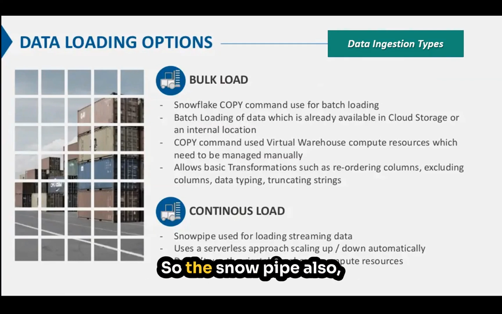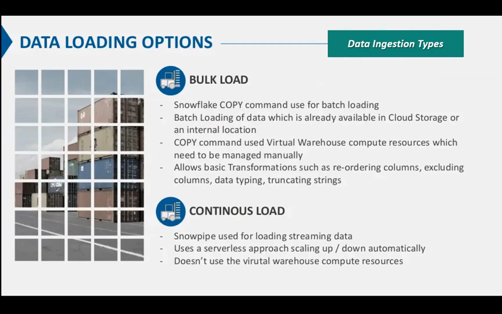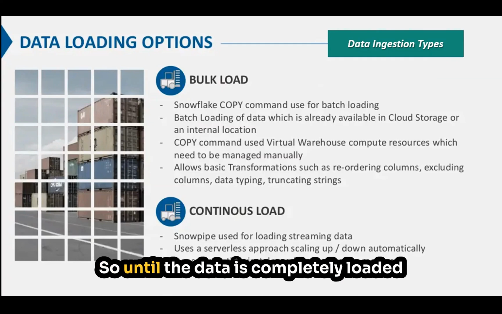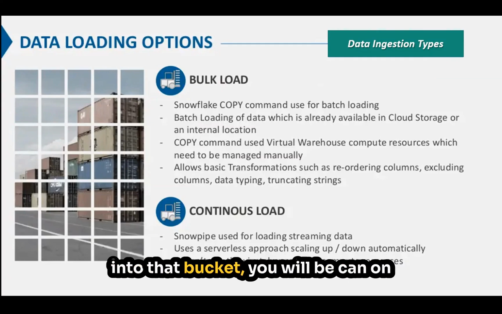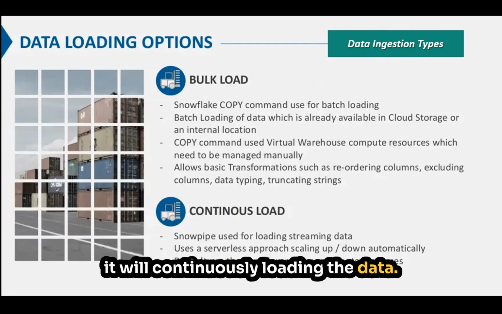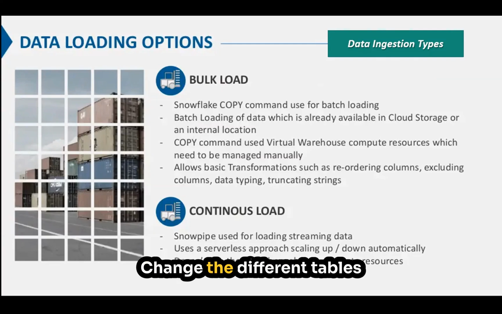So Snowpipe also, the name is a pipe. You can continuously ingest the data into a particular Snowflake table. Take the same example: the water tank is our data file, and our bucket is our table. Until the data is completely loaded into that bucket, you can keep the tap on, and it will automatically keep loading the data. You can change to different tables and load the data into different tables. How we are going to establish that connection, we will see as part of the demo.